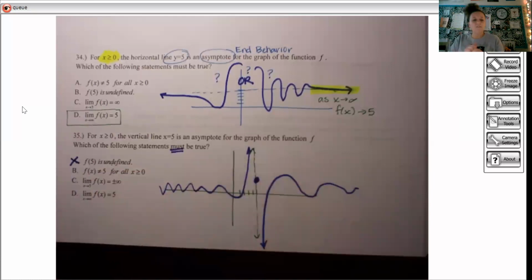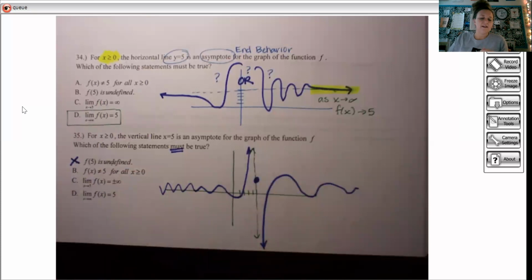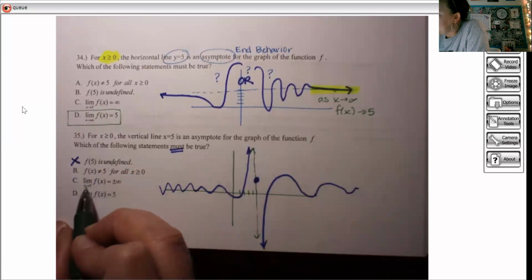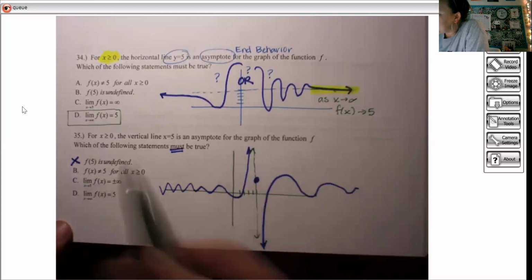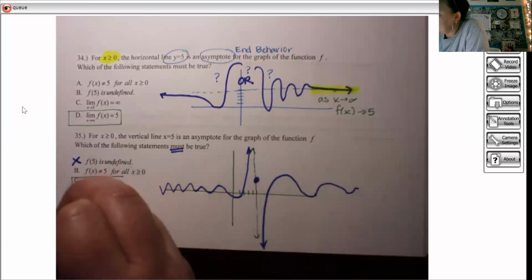Most of the time at an asymptote, f of 5 is undefined. But there are graphs where you could have a defined point there, even though there's an asymptote. f of x not equal to 5 doesn't make any sense. Look at letter C. As x approaches 5, yes, my f of x is going to plus or minus infinity. Yes.